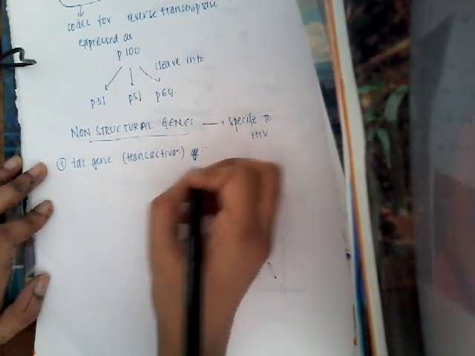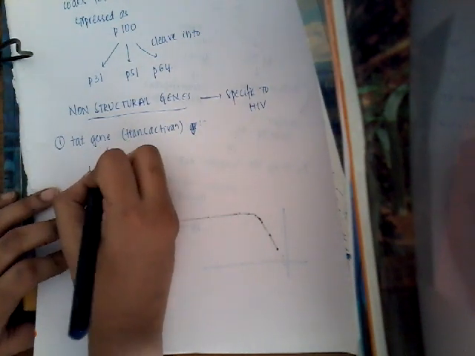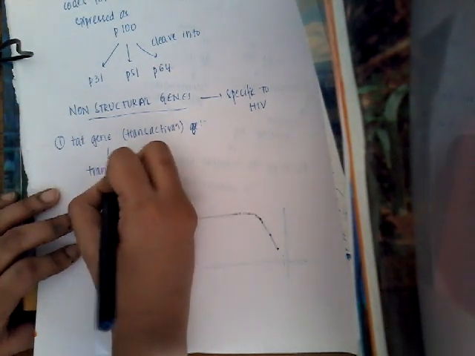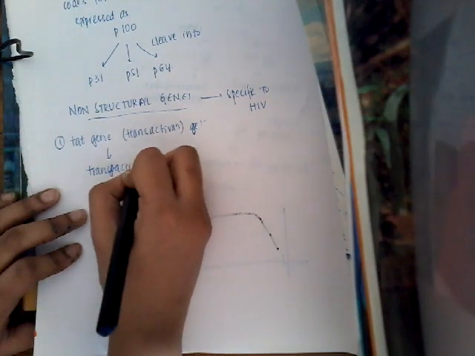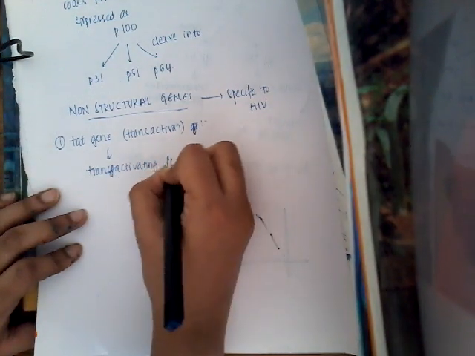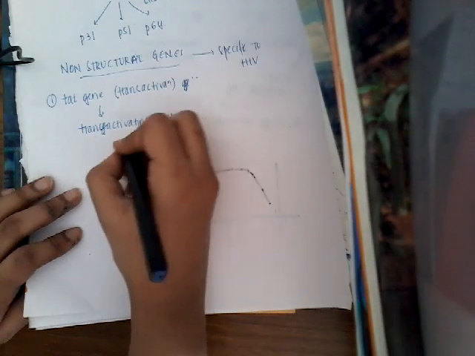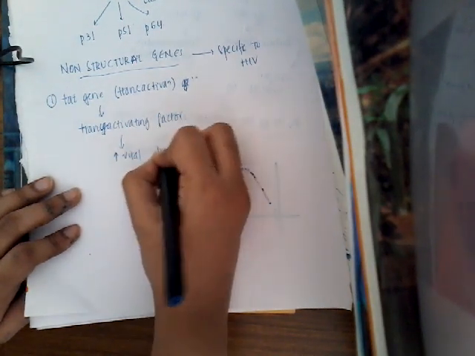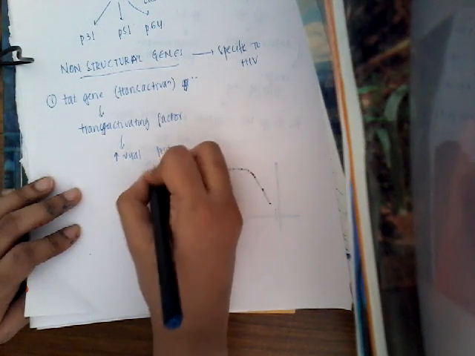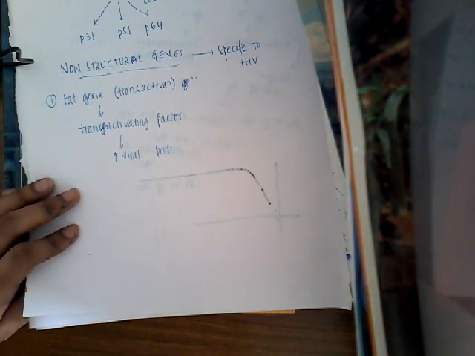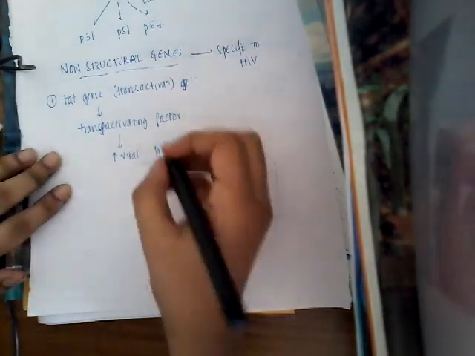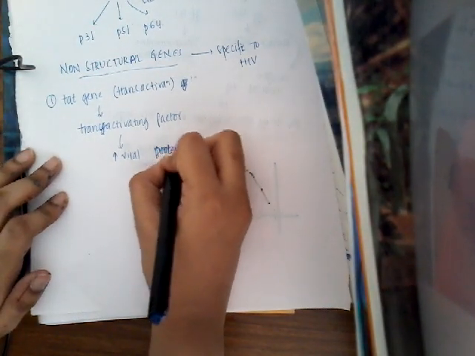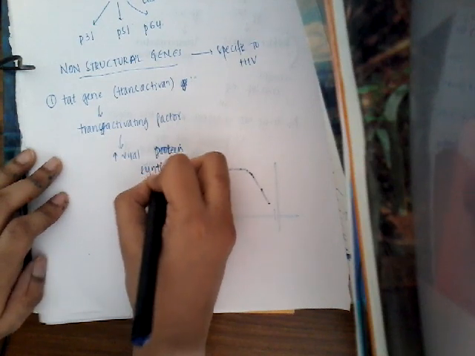This gene codes for a protein called the transactivating factor. This transactivating factor will increase viral protein synthesis. So this is the Tat gene.